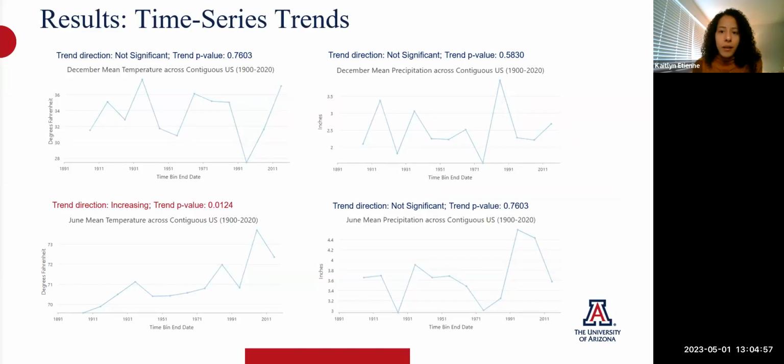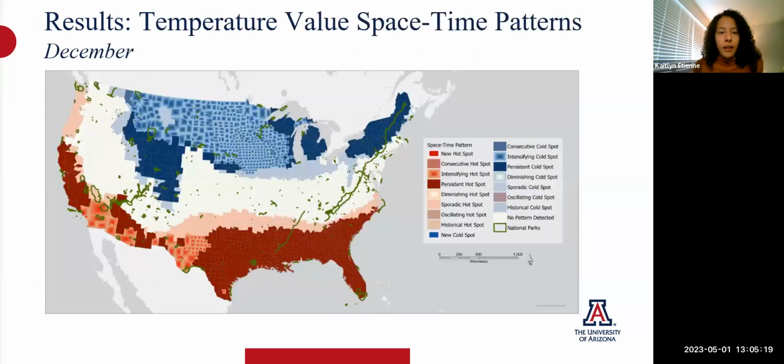Overall, trends in mean temperature and precipitation across the entire contiguous United States were not found to be largely statistically significant. I did note one statistically significant trend, which was an increase in June mean temperature. But I really wanted to understand the local patterns that were occurring across the United States. So I made a series of maps to represent the resulting space-time patterns.